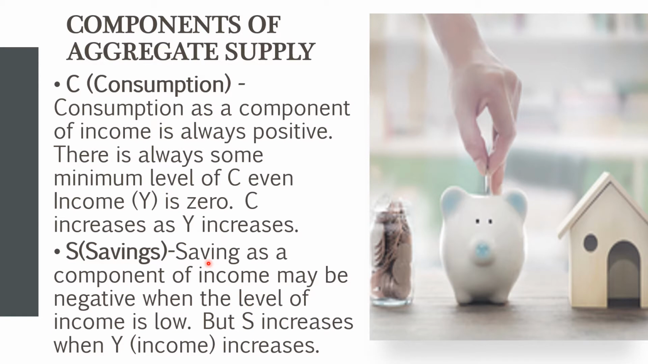Going on to savings. Saving as a component of income may be negative. When will savings be negative? Suppose there is no income earned. There will be some level of consumption. Where do you think that is taken from? That will be taken from savings. So savings may become negative. That happens when the level of income is low or if there is no income. But savings increases when income increases. So both consumption and savings depend on income.